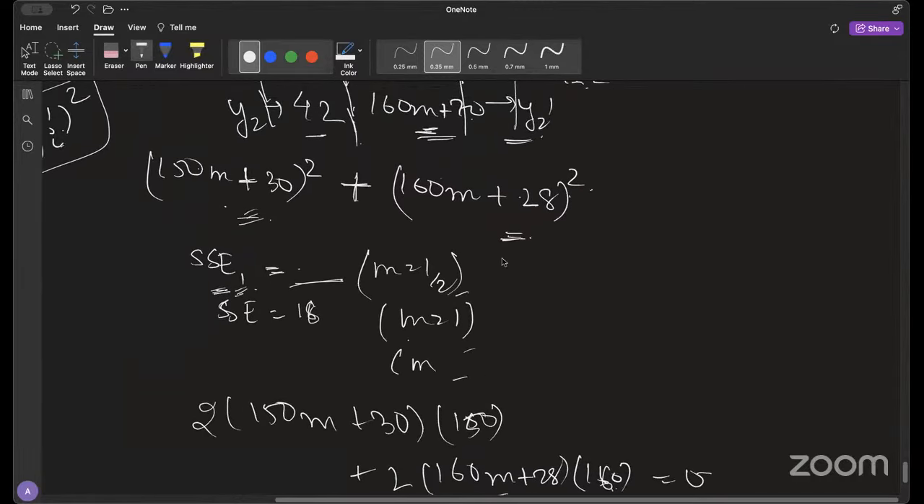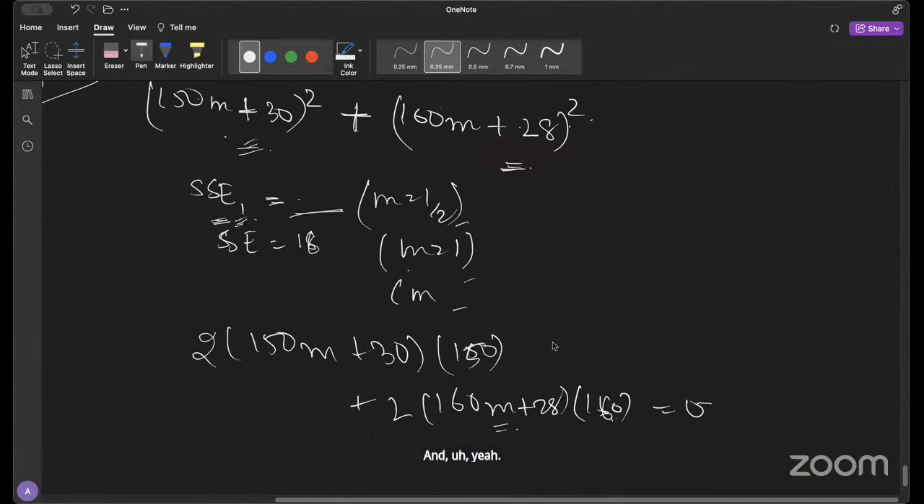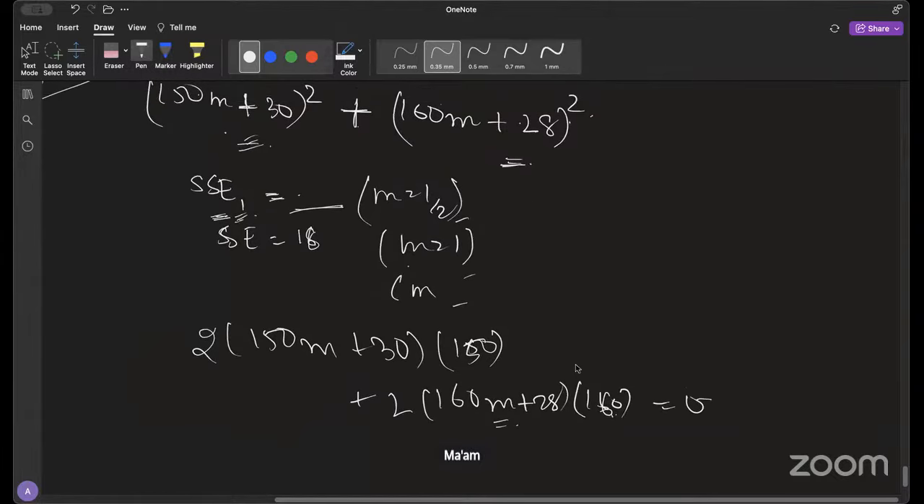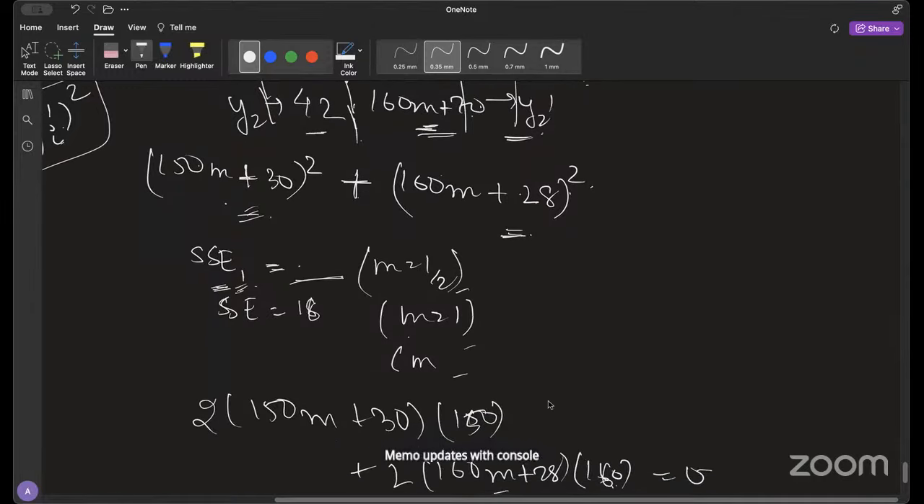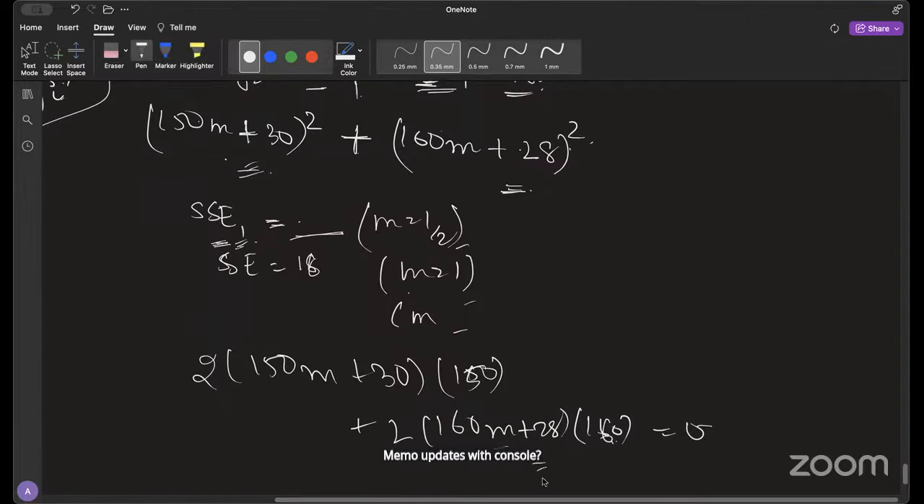Okay. Ma'am, can we do this question by the minimum value of a parabola, which is minus D by 4a? Can this be the right method? You can do that too. That also comes from the derivative one only. The parabola one that you're talking about, the minimum value, comes from the derivative thing only.